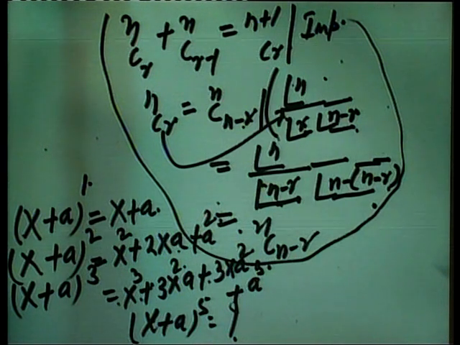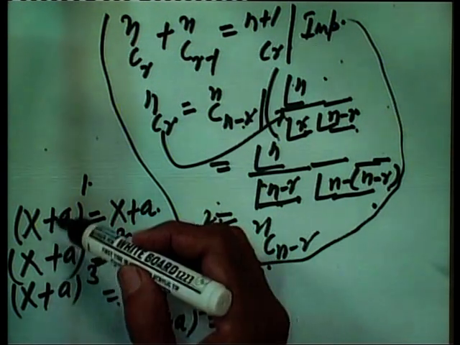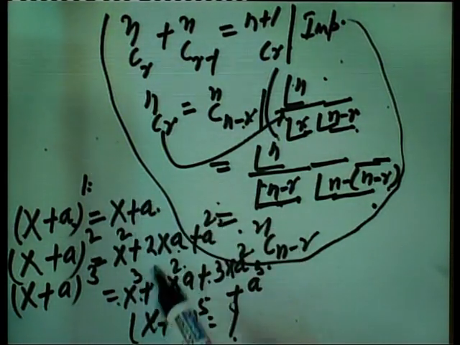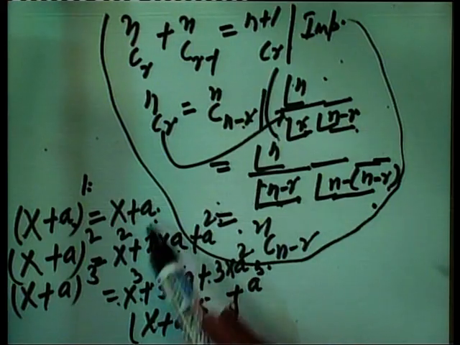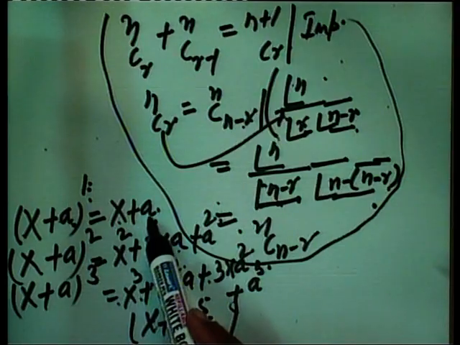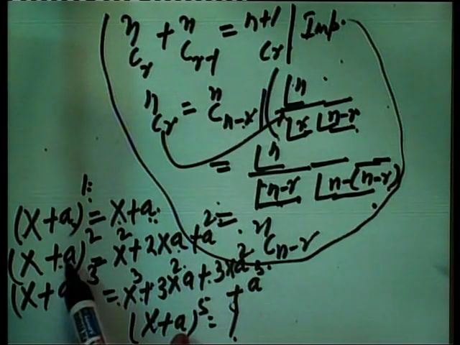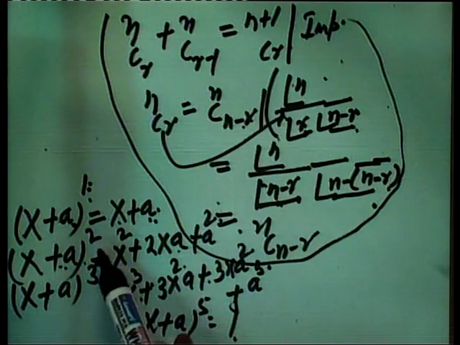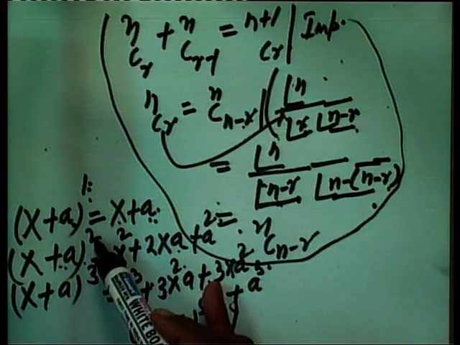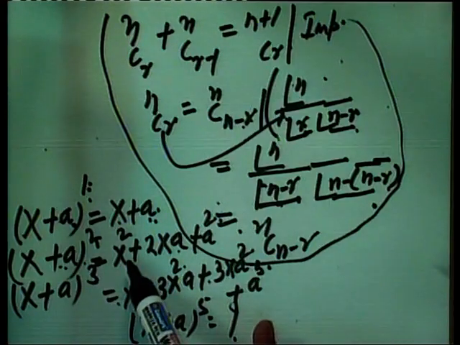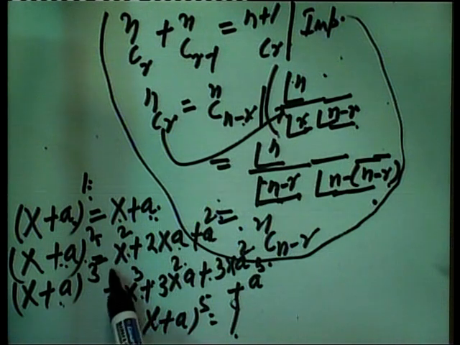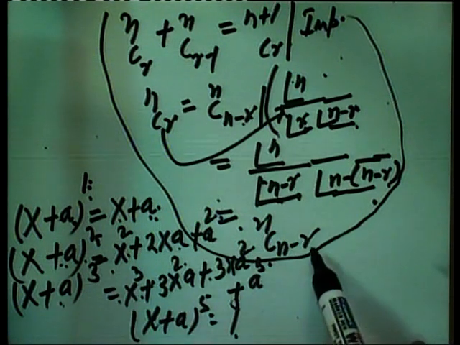Now, we have certain observations. (x + a) raised to power 1 is x plus a. So, the power is 1, number of terms is 2. In the second expression, that is (x + a) squared, the power is 2 and the terms are 1, 2, 3. So, 3 terms are there. Similarly, in case of power 3, 4 terms are there.